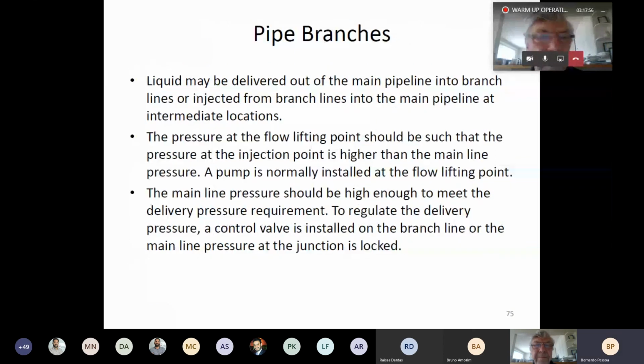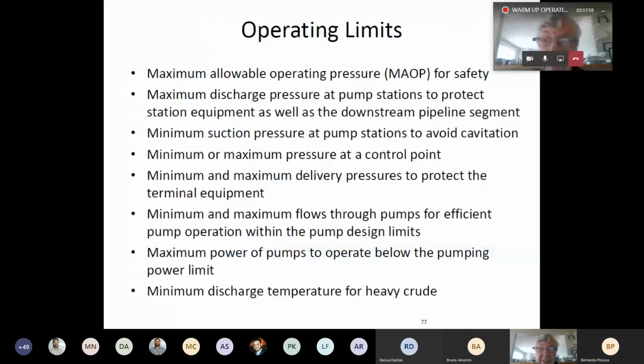So let's look at 77. We set operating limits for safety reasons. It means that sometimes we'll set a particular pressure value at the suction side of a pump. We don't want it to fall too low, or we'll get cavitation. We set a pressure restriction on the discharge side of a pump so that we don't damage the pipe. And we'll have different pressures set at different points along the system to protect the terminal equipment. Sometimes we set the discharge temperature as well for heavy crude, but that's another story.